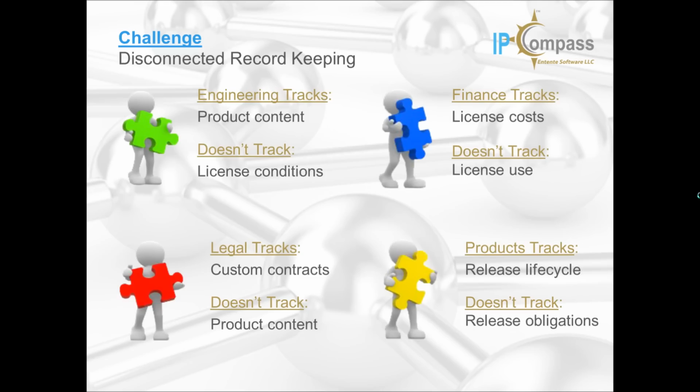Another problem that many organizations face is that each business group tends to keep its own records in isolation from related records that are maintained by other groups. Engineering will usually track product content, but it doesn't track license conditions. Finance tracks license costs, but doesn't track license use. Legal tracks custom agreements, but doesn't track product content. And the products team tracks the release cycle, but not the release obligations specified in the component licenses.